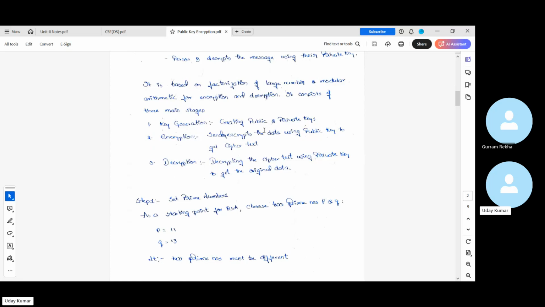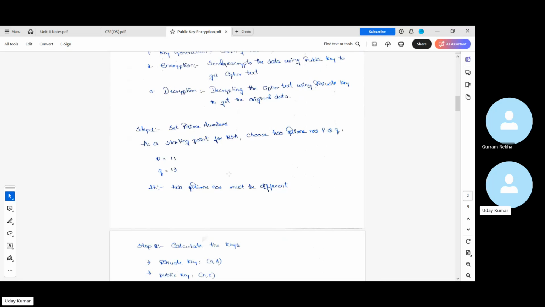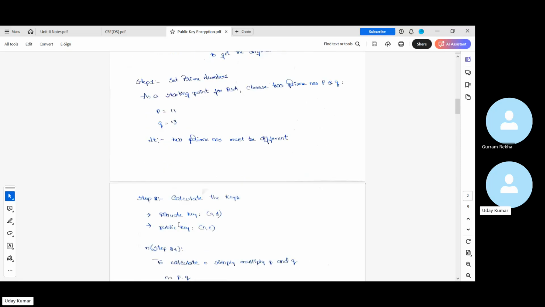It consists of three main stages. First, you generate the key, students. Once you generate the key, then you do the encryption, then you do the decryption. So these are the steps. This is the only algorithm among the discussed algorithms where you are supposed to write the steps.